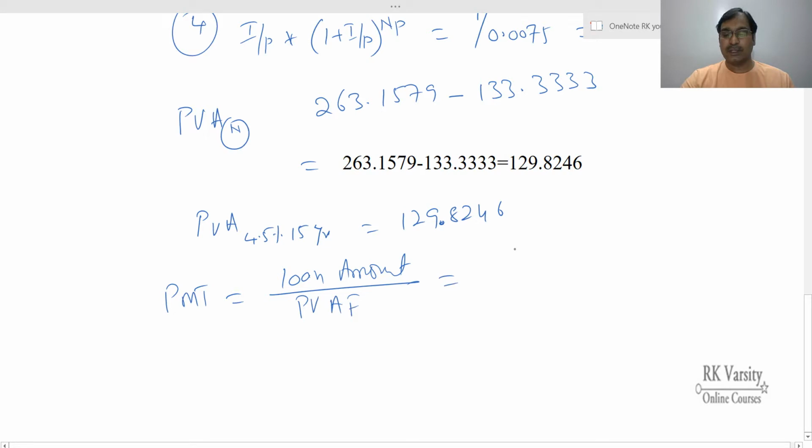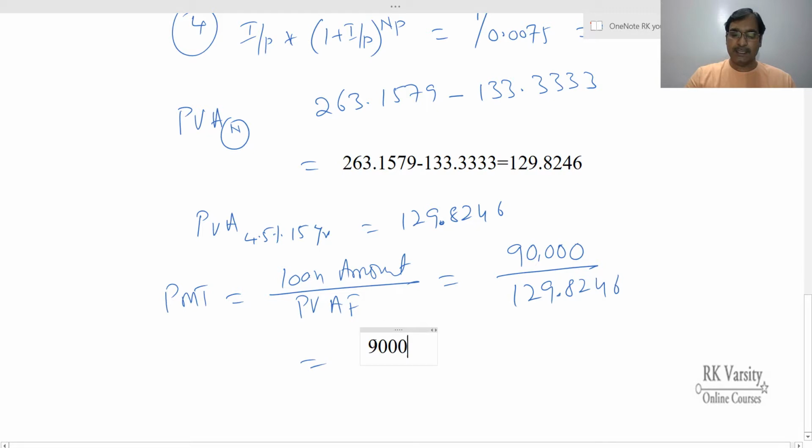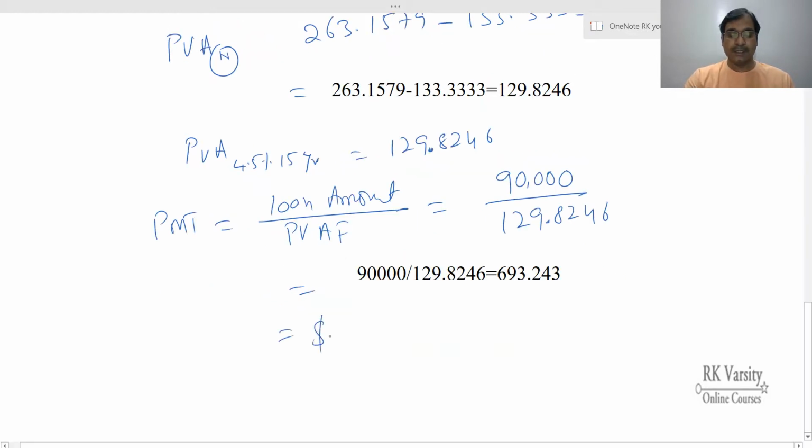Your payment equals loan amount divided by the present value annuity factor. The loan amount is $90,000, divided by 129.8246. This is $693.24 per month. So your payment is $693 per month, so that in a given time period, that is 15 years, you will be able to repay the loan amount and the principal.